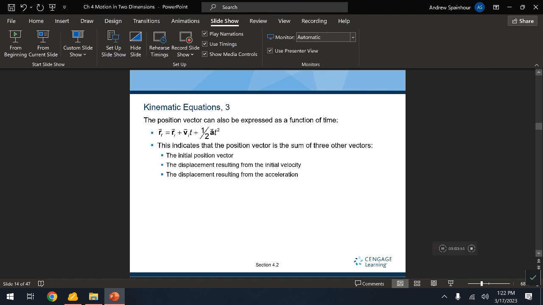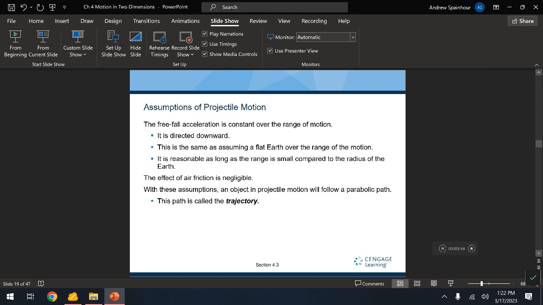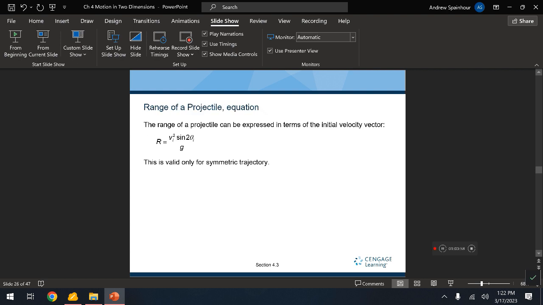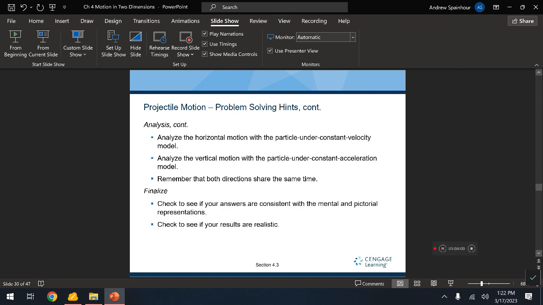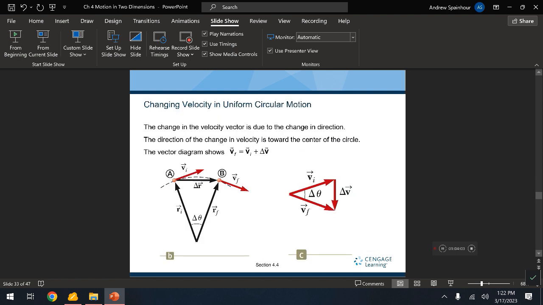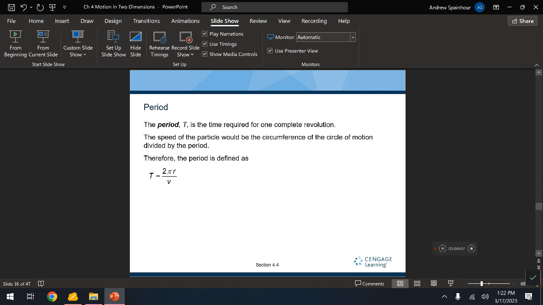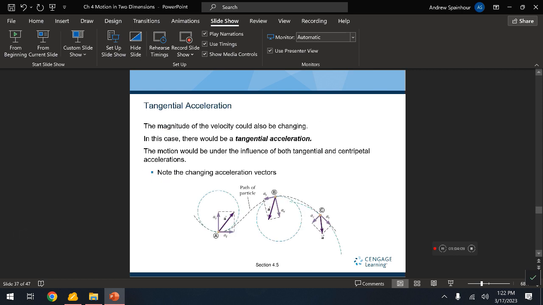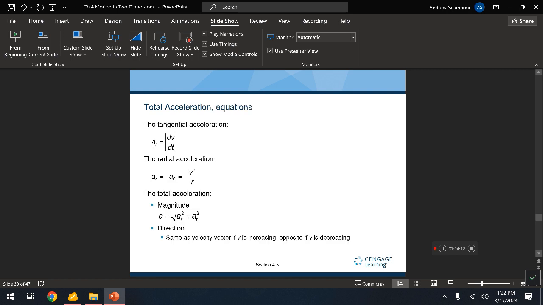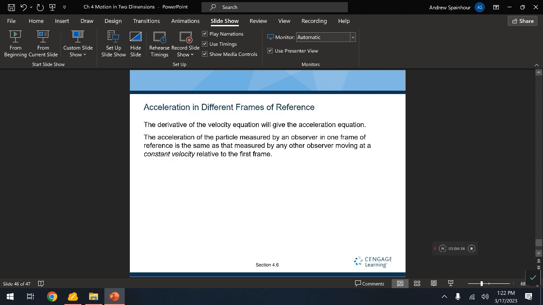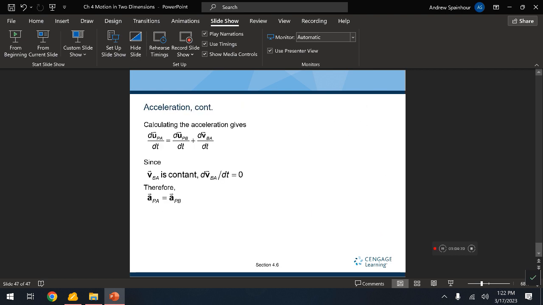This is just the kinematic equations, but we will run through these again. Then we'll talk about circular motion. Period, you know. Tangent acceleration and centripetal acceleration. There's relative velocity conversation again. So again, a lot of review, except for that guy's definitely not review.